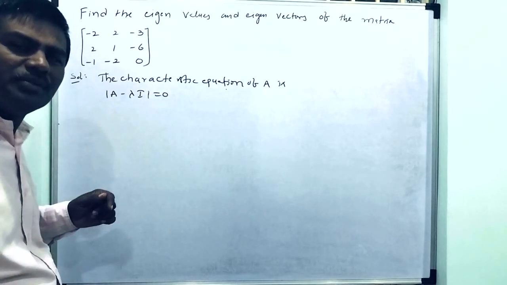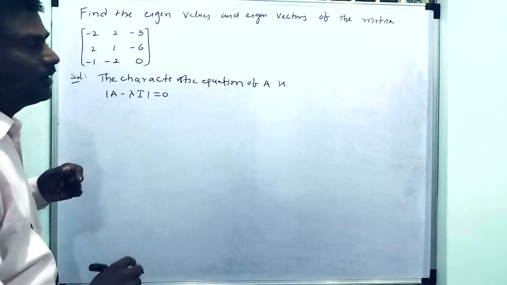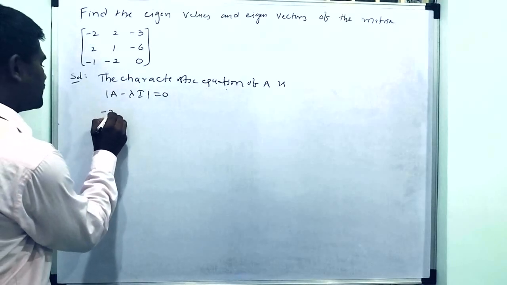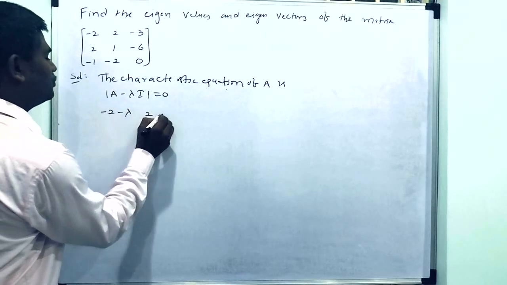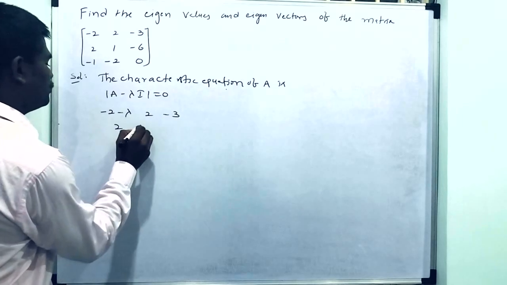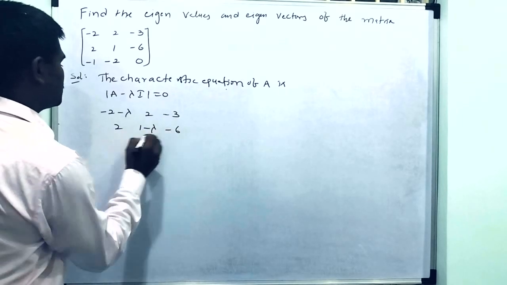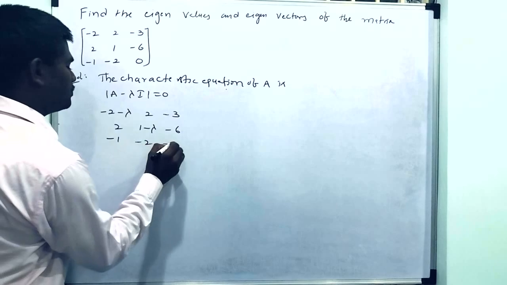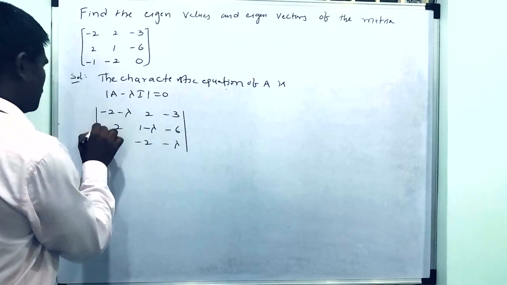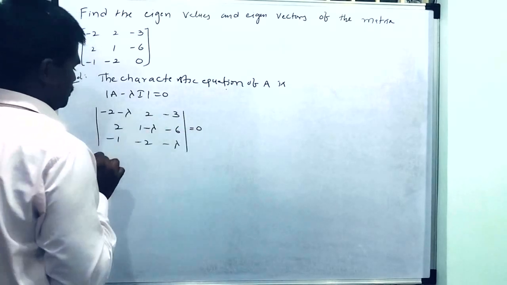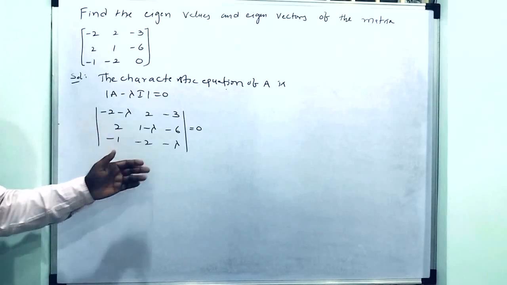That means you need to subtract lambda from the diagonal. That means -2 minus lambda, 2, -3; 2, 1 minus lambda, -6; -1, -2, minus lambda. Determinant is equal to 0. Let us expand this determinant.